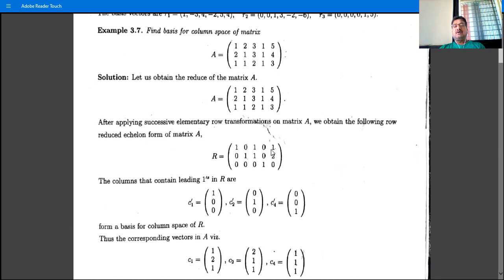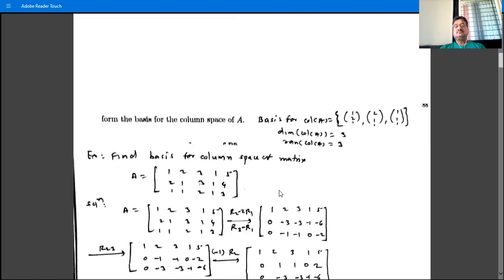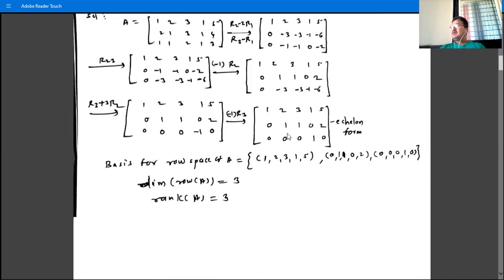So what is the difference between a row echelon form and a reduced row echelon form? There is just one difference: in the reduced row echelon form, the elements in the columns that contain a leading 1 are 0 except that 1. So except this 1, all the remaining elements in this first column are 0. And this fourth column contains a leading 1, so except this 1, all the remaining elements in the fourth column are 0. And this is just a row echelon form. And so what is the basis for the row space of A?